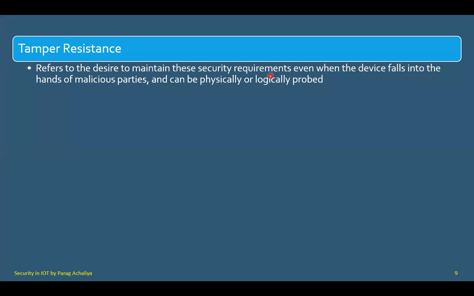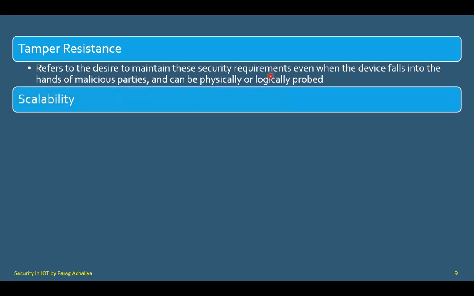Tamper resistance means there should not be any kind of tampering to any of the data or any of the physical or logical devices. Tampering should not happen even if your network has been hacked or your application has been hacked. There should not be any kind of data modification, data manipulation, or data deletion in case of a hacking activity on your network.